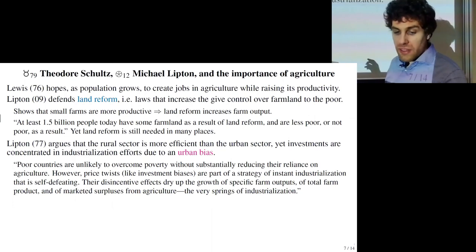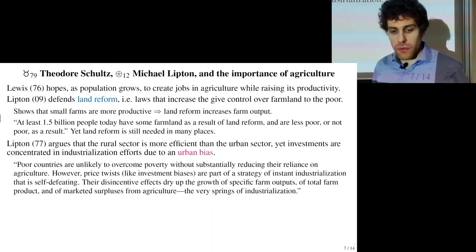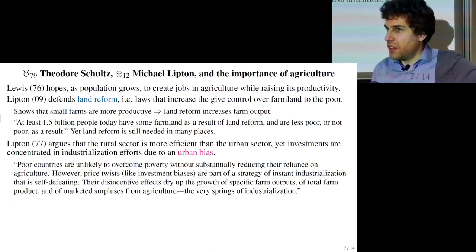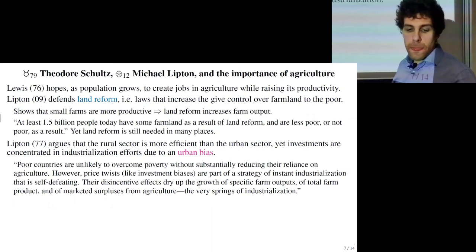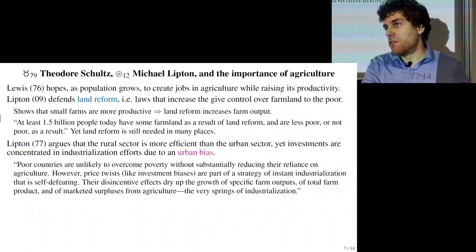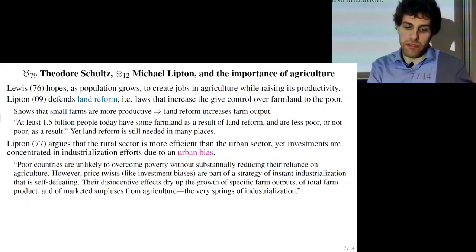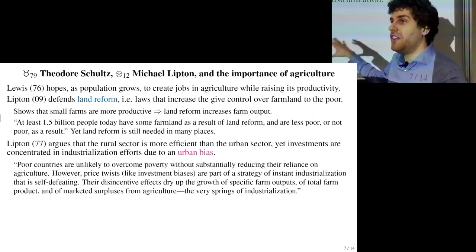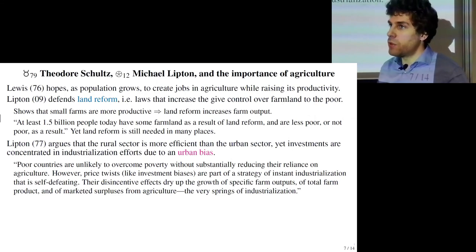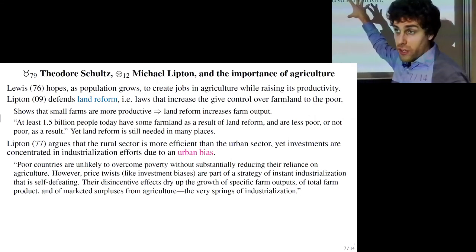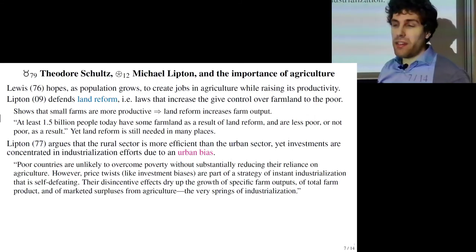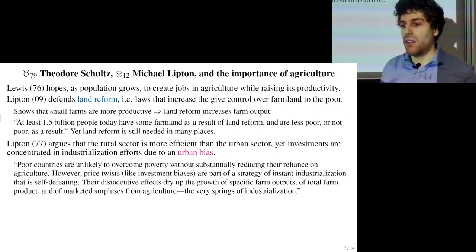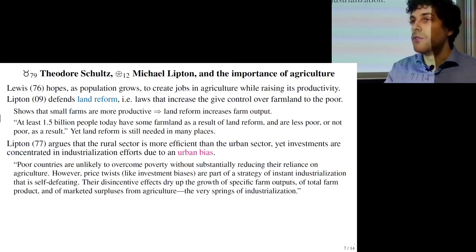However, price twists, so price twist is the idea that the price of food is artificially low, or investment biases, like investment bias toward industry vis-à-vis agriculture, are part of a strategy of instant industrialization that is self-defeating. So some countries think, yeah, we need to industrialize, and he agrees with that, but he thinks that it's counterproductive to try and industrialize before trying to modernize agriculture.